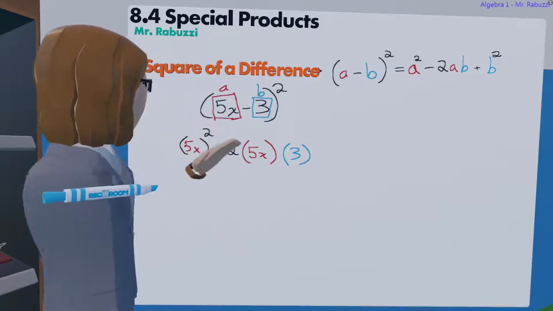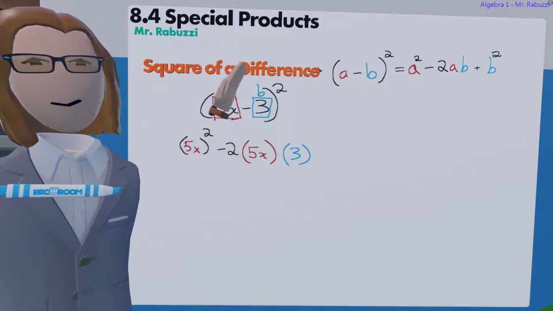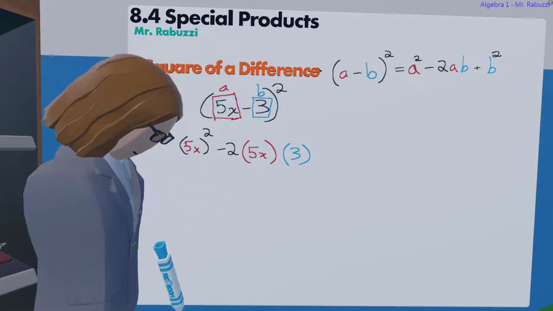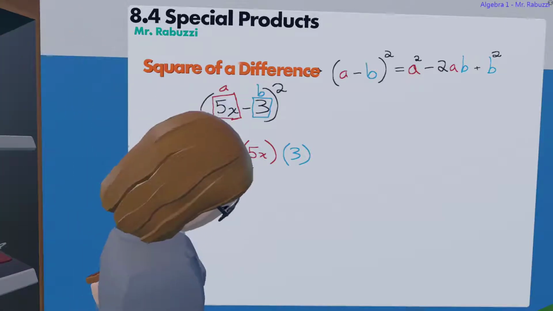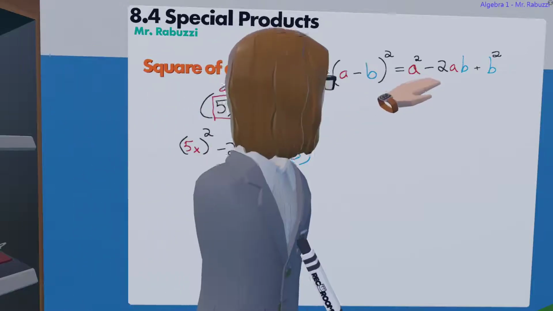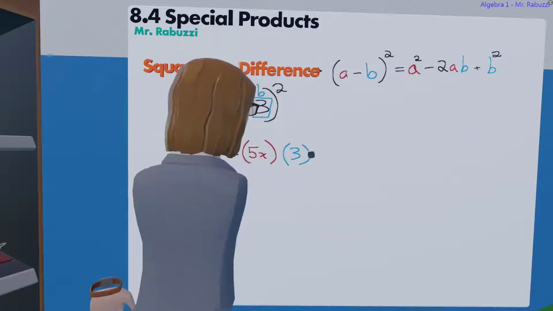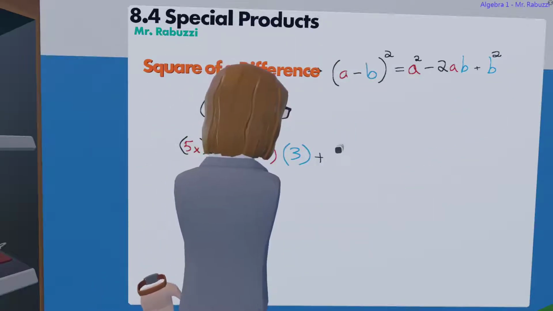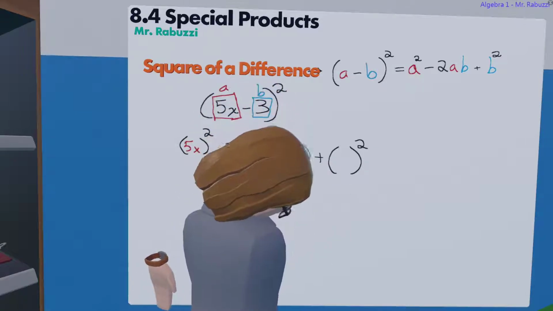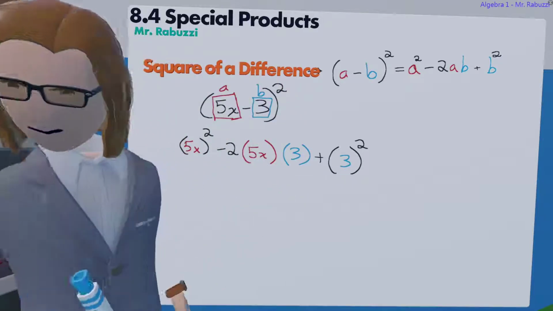Now be careful. It's not negative 3. We don't take the minus with this. In a special product like this, we don't use that minus. Okay? And so that's minus 2ab. Okay. Next is plus b squared. Okay, so plus b squared, and b was 3. Okay.